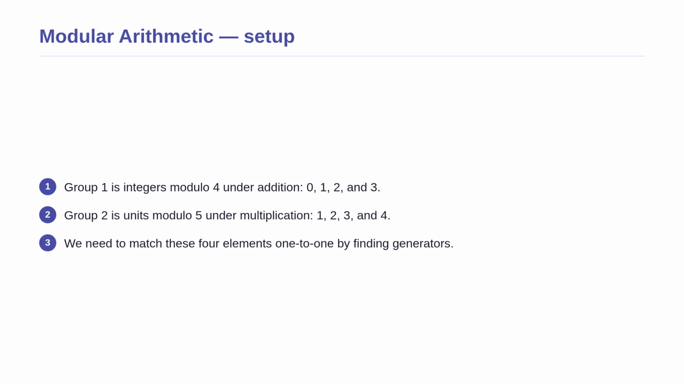This brings us to a finite example using modular arithmetic, which is like math on the face of a clock. Our first group is the set of integers modulo 4 under addition, containing the numbers 0, 1, 2, and 3. Our second group is the group of units modulo 5 under multiplication, containing the numbers 1, 2, 3, and 4. Since both groups have exactly 4 elements, we need to match them up one-to-one. The best strategy here is to find a generator for each group, which is a single element that can create the whole group by repeatedly combining with itself.